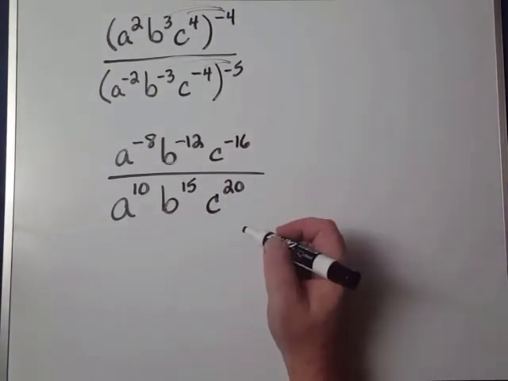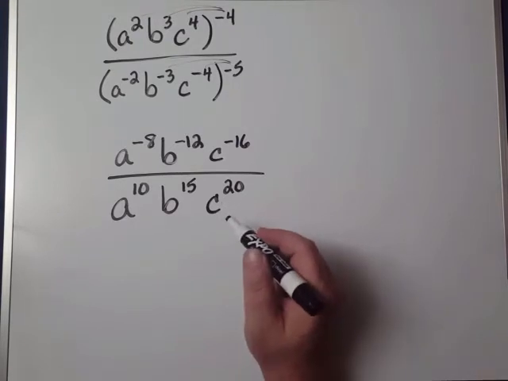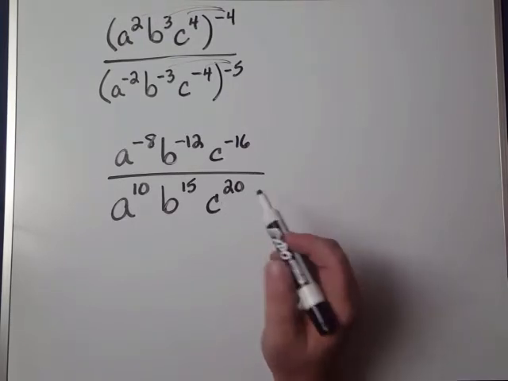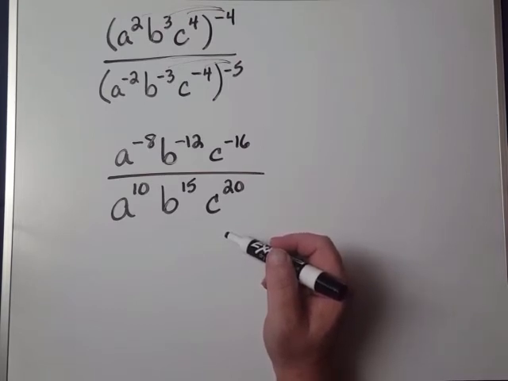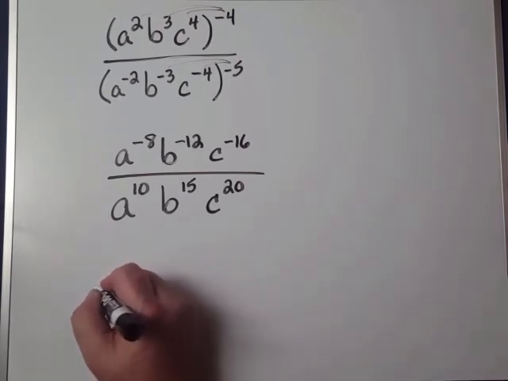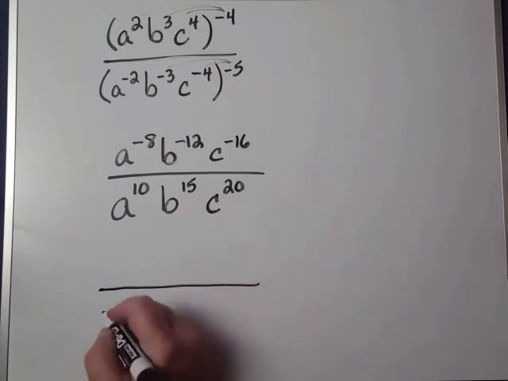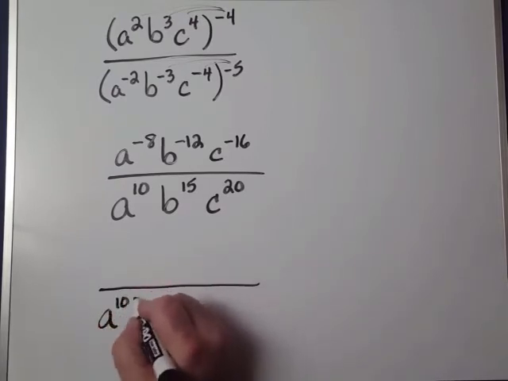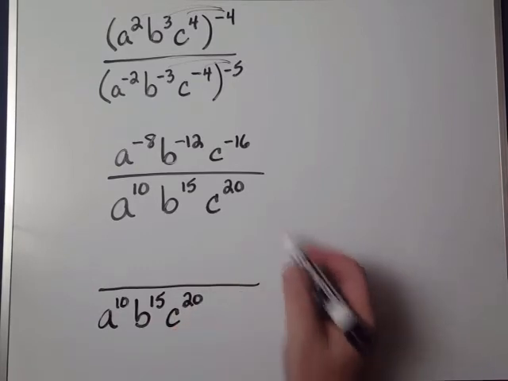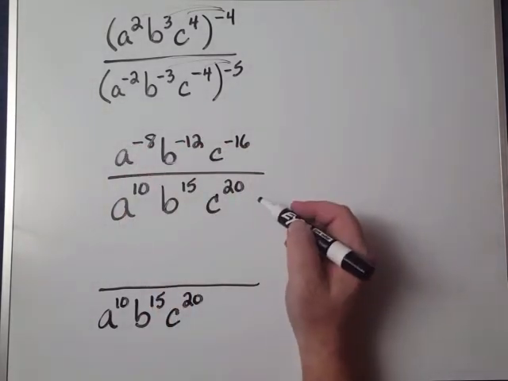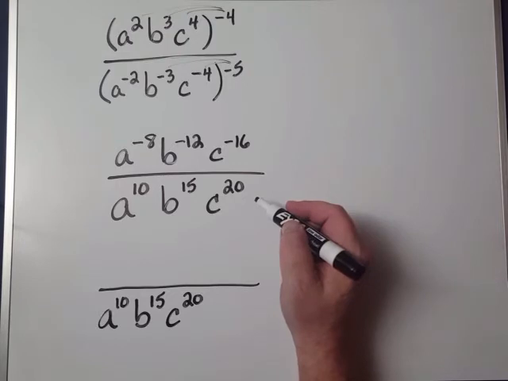There are several different ways to proceed from this step. But here's what I think most of us will do. We're going to look and we're going to say, all those guys in the bottom are going to stay in the bottom because they have positive exponents. And all the guys in the top are going to have to move because they all have negative exponents.